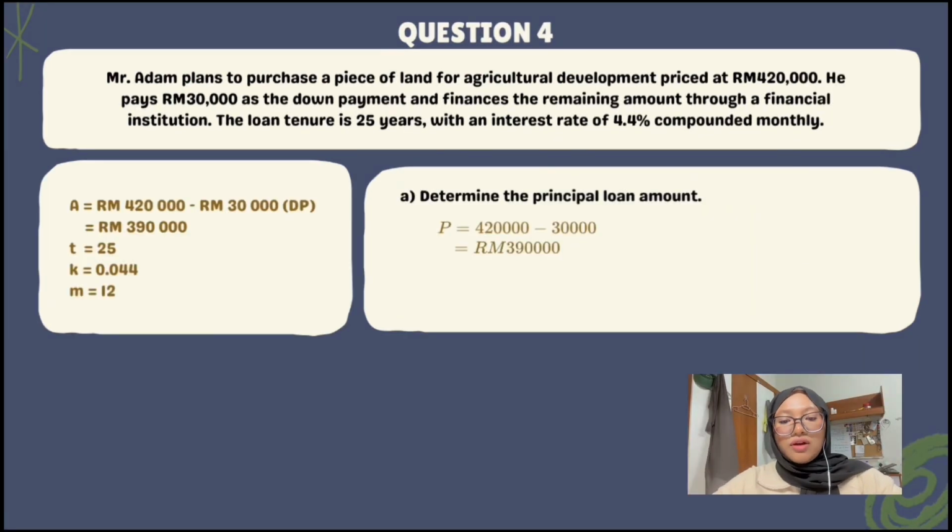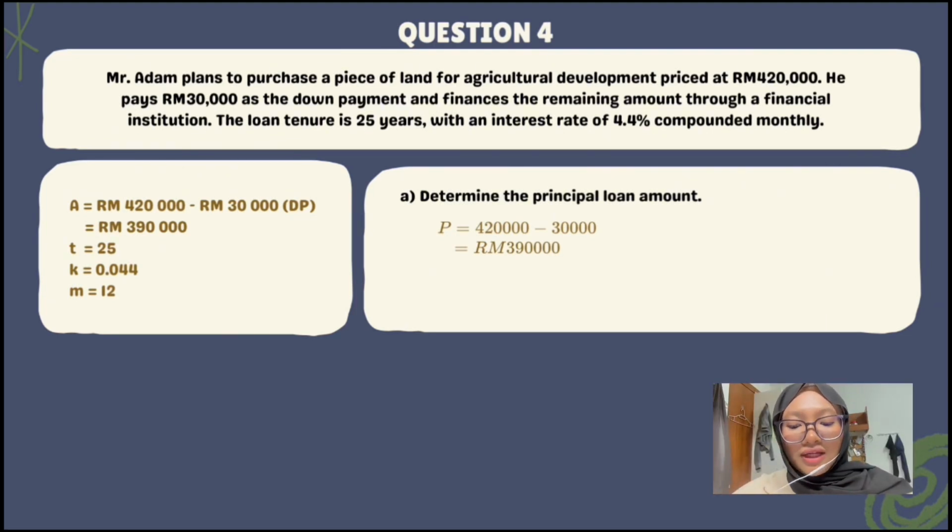Next is question 4. Question 4 is based on the topic of future value because it involves a desired payment in the future. Before we start, we need to list all the information that is given in the question. So the information that is given is, T, in years, is equal to 25. Interest rate is 4.4%. And how many times it is compounded in a year is 12. So M equal to 12.